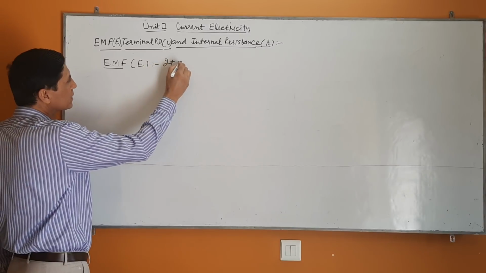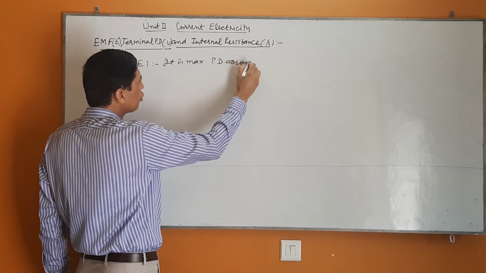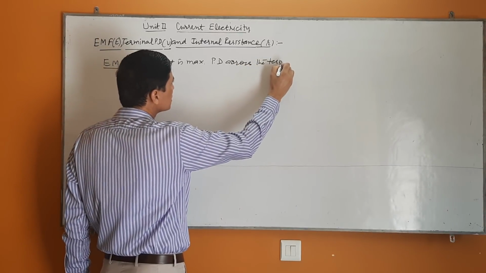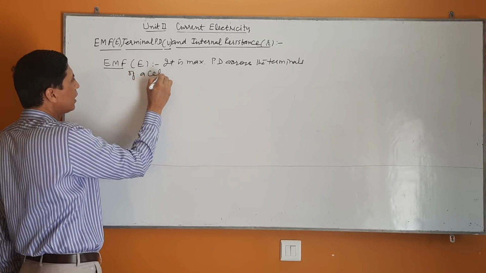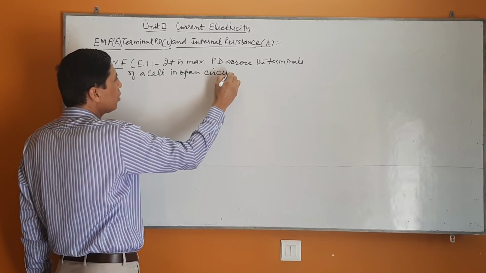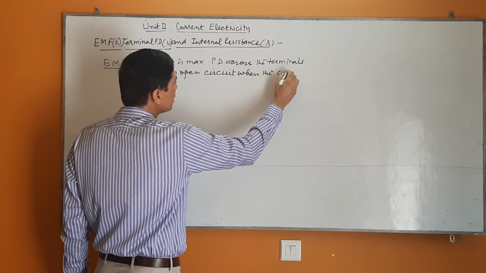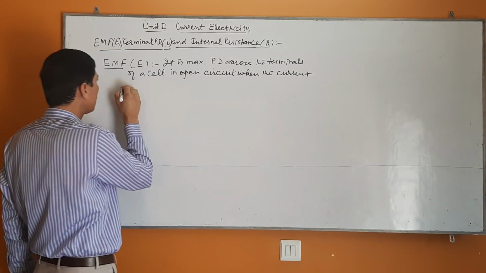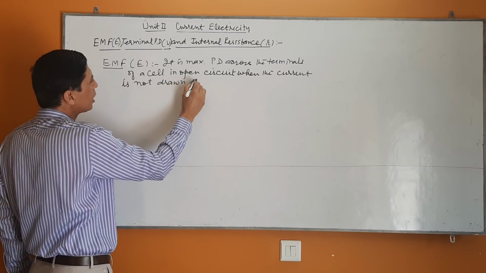It is the maximum potential difference across the terminals of a cell in open circuit. When we talk about the open circuit, it means when the current is not drawn from the cell.